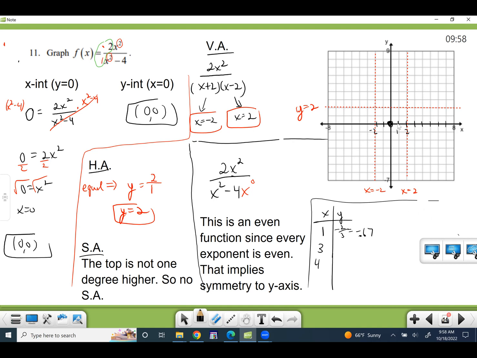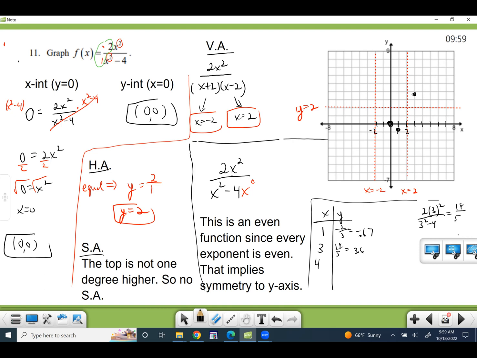Okay, so I'm going to go to 1 and -2/3, so like right there. All right, and then when I plug a 3 in, three squared is 9, 9 times 2 is 18. 3 squared is 9, 9 minus 4 is 5. So 18 over 5 is what? Goes in 3.6 times. Okay. All right, so I'd go to 3 and 3.6.